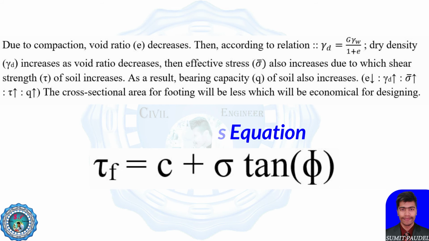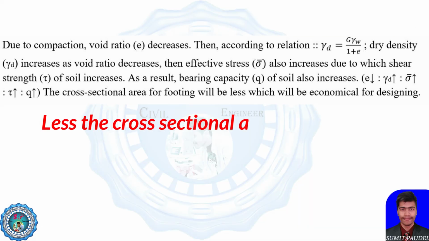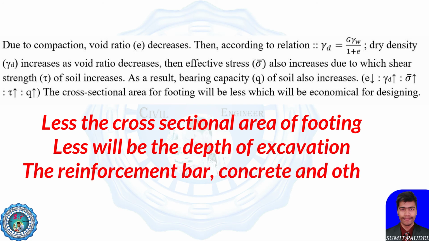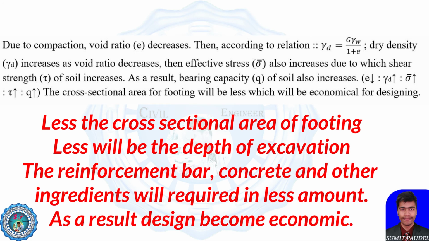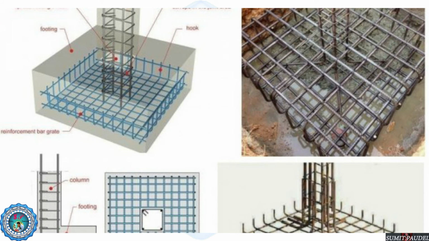Then due to the increase in the shear stress, the bearing capacity of the soil increases. When the bearing capacity of the soil increases, the cross sectional area required for the footing decreases, and due to the decrease in the cross sectional area of the footing, the design becomes economical. When the area of the footing decreases, the concrete required and the reinforcement bar required for the concreting will be less. So this is the importance of the dry density.